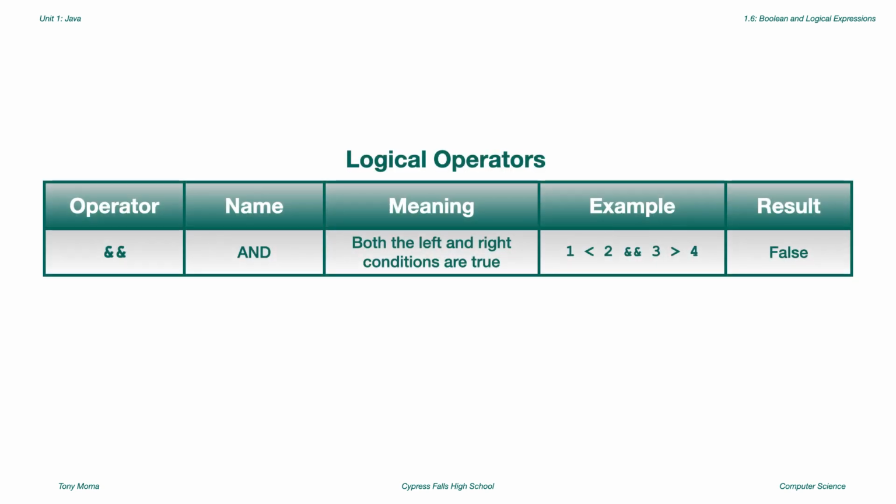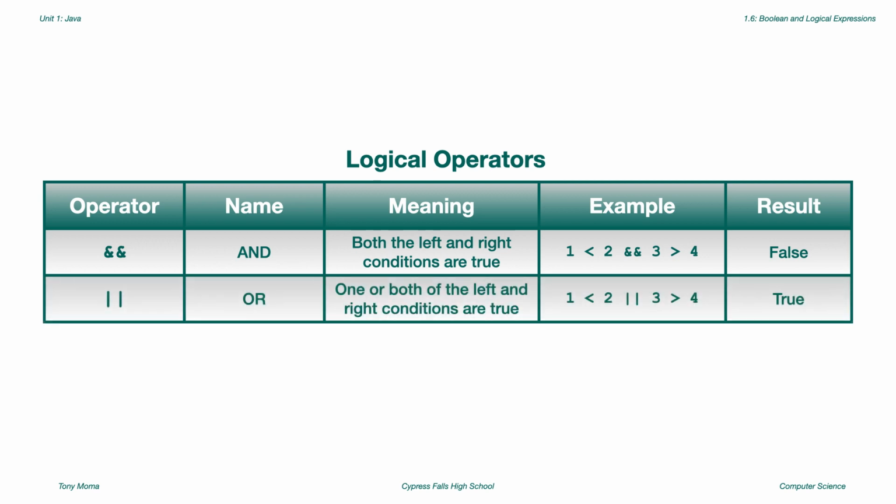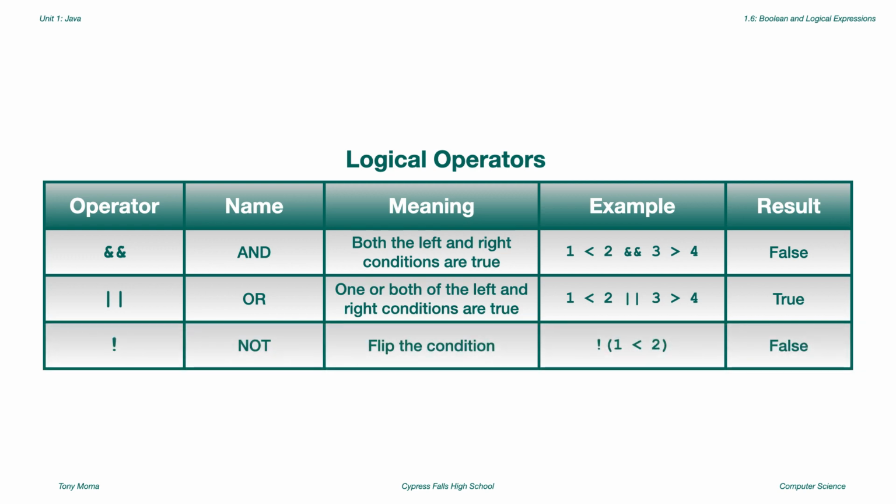There are three logical operators in Java. First is the AND operator, which returns true if both the left and right conditions are true. There's the OR operator, which returns true if one or both of the left and right conditions are true. And then there's the NOT operator, which simply flips the condition.